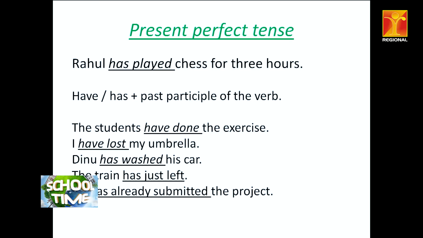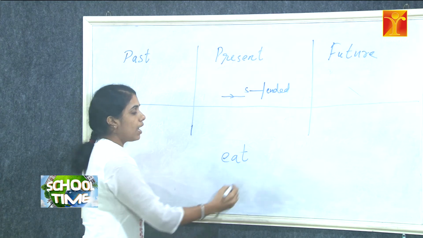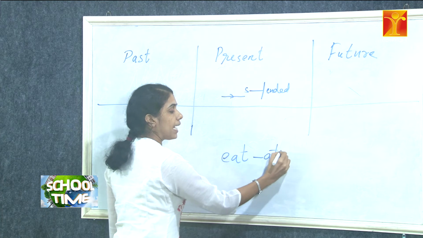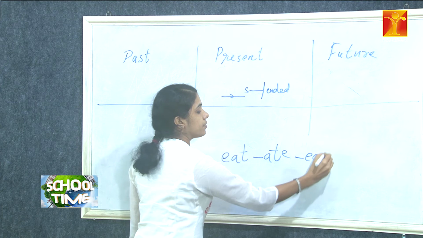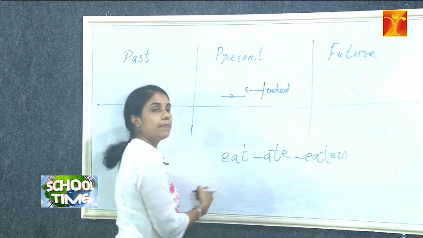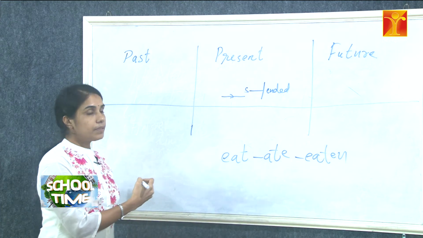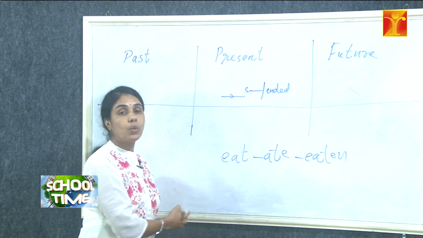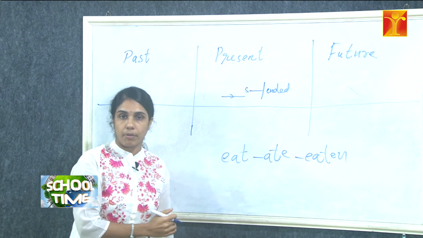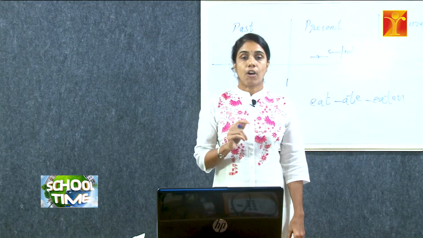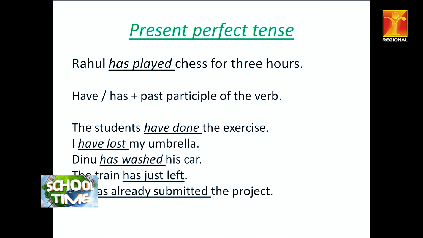For example, eat. Eat is the bare form of the verb, and then ate. Ate is the past tense of this verb, and eaten. Eaten is the past participle, or the V3 form of the verb, V1, V2 and V3 form of the verb. So, its form is have or has plus past participle of the verb. And there are some more examples.